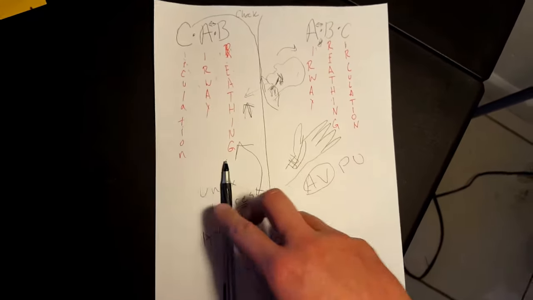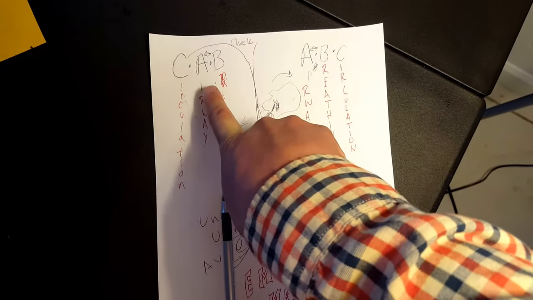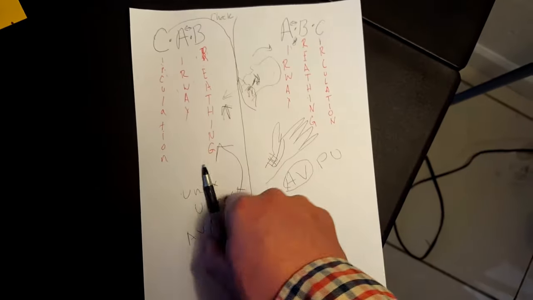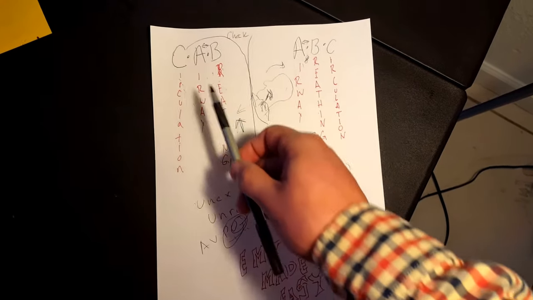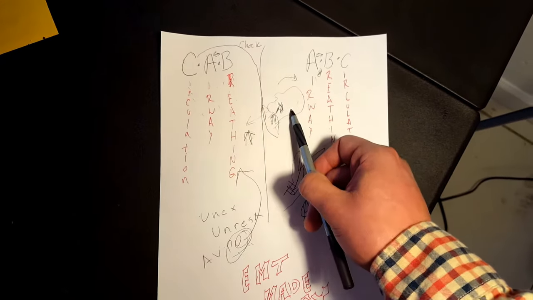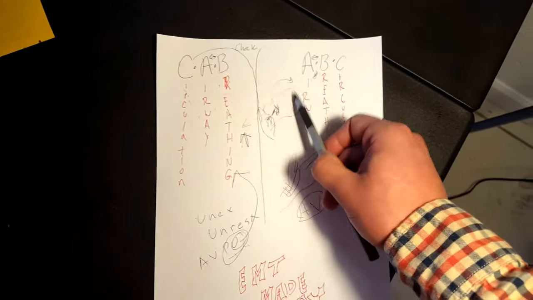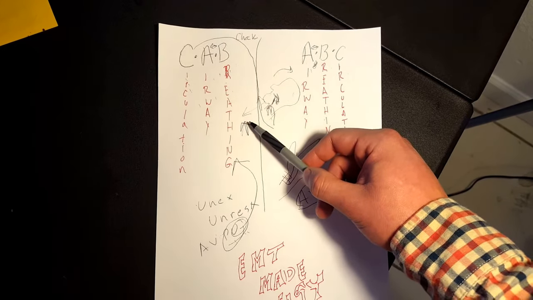So one more, a little recap real quick. The CAB sequence is for your unresponsive patients that fall under painful stimuli or unresponsive on your AVPU scale. You check circulation first, that's why it's CAB. Circulation is first, check the carotid, check airway and breathing by doing a head tilt chin lift, listening for airway, looking for chest rise and fall.